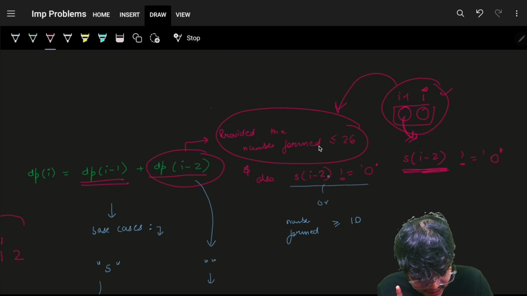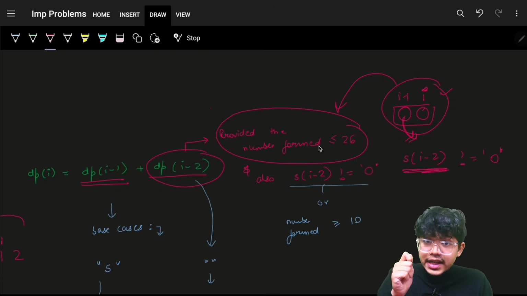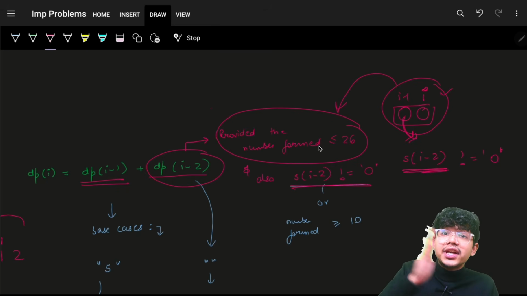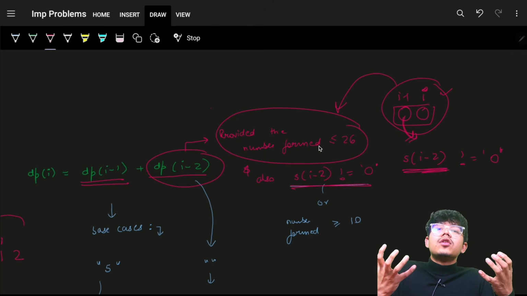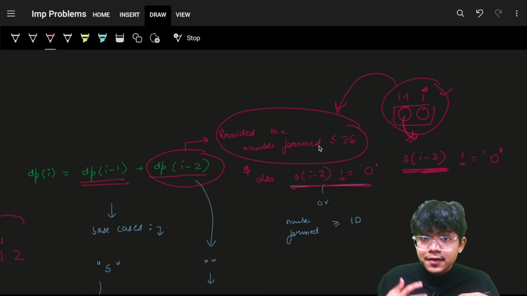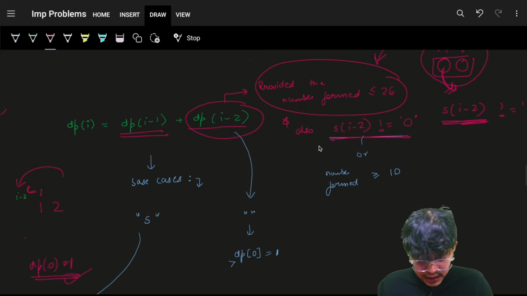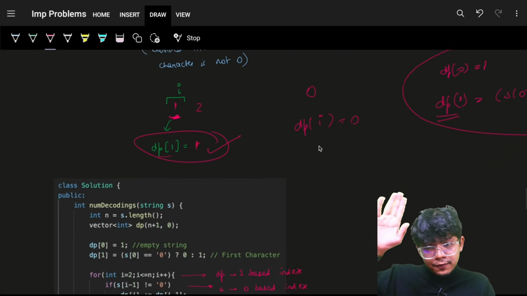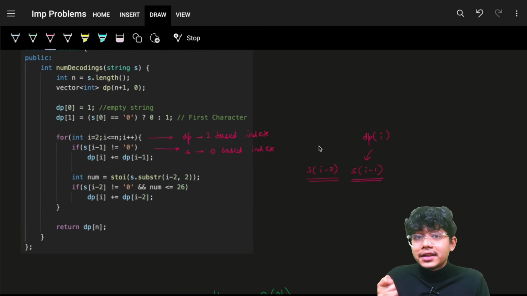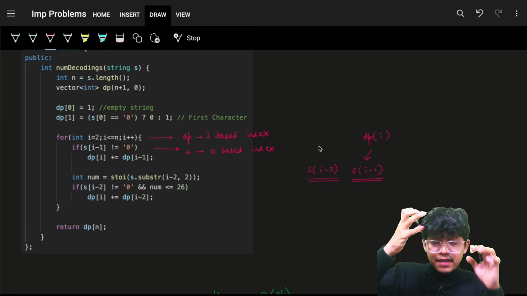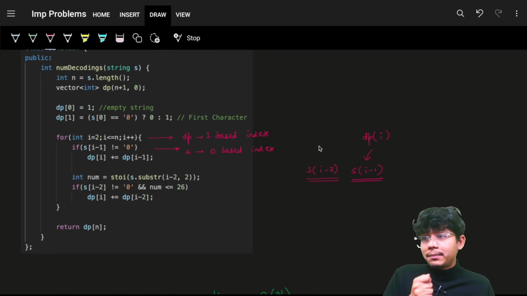So here I'll just say s of i minus 2 should not be equal to 0. Again, that is 0 based indexing, because the string is 0 based, but I am just thinking in the form of 1 based indexing for my dp to solve. The exact same thing which we have done for top down, we can replicate for bottom up.